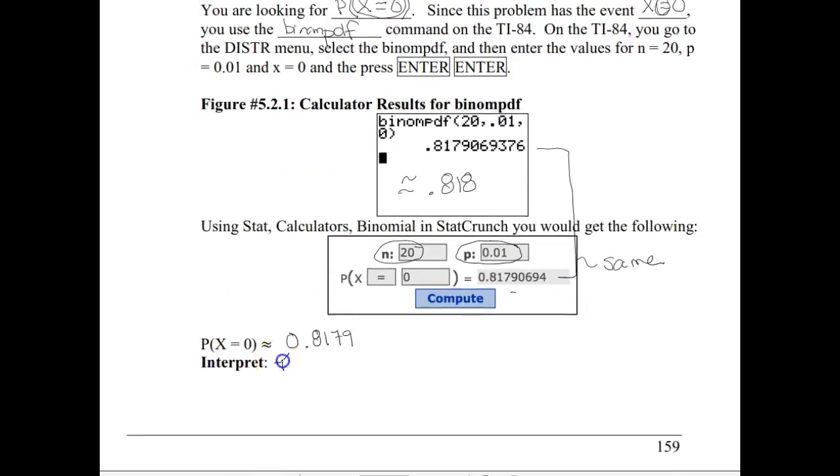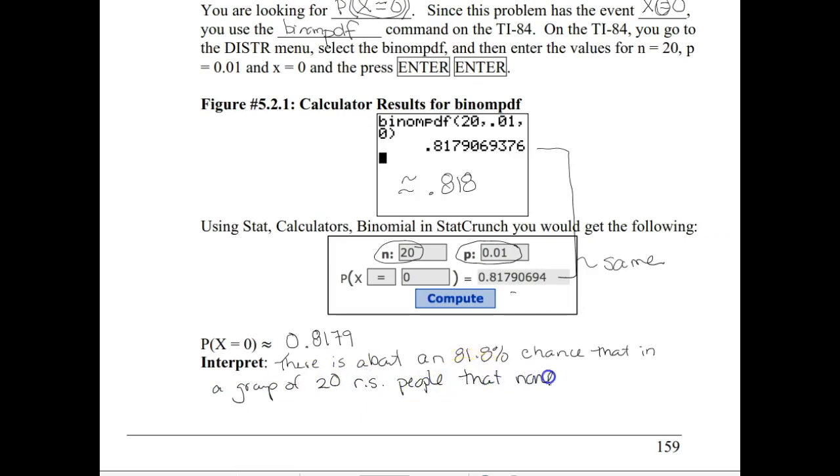So that means there is about an 81.8% chance that in a group of 20 randomly selected people, none of them would have green eyes.